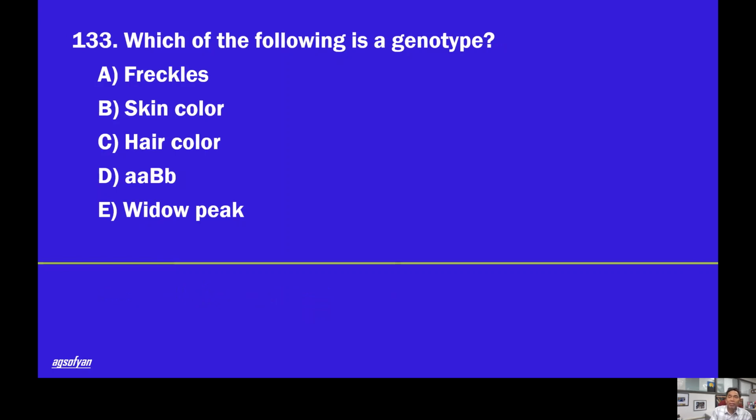Which of the following is a genotype? Freckles, skin color, hair color, AaBb, or widow's peak? What is the answer? The answer is AaBb. Remember, genotype usually uses symbols. That symbol is telling us the alleles, and the correct answer for this will be D, that gives the symbol of the gene, or the genotype.